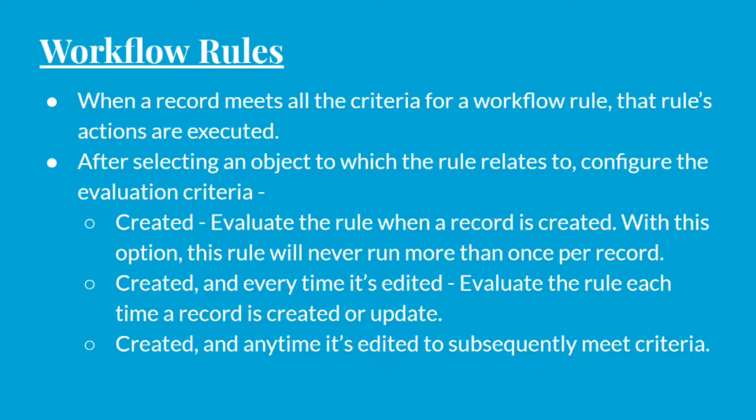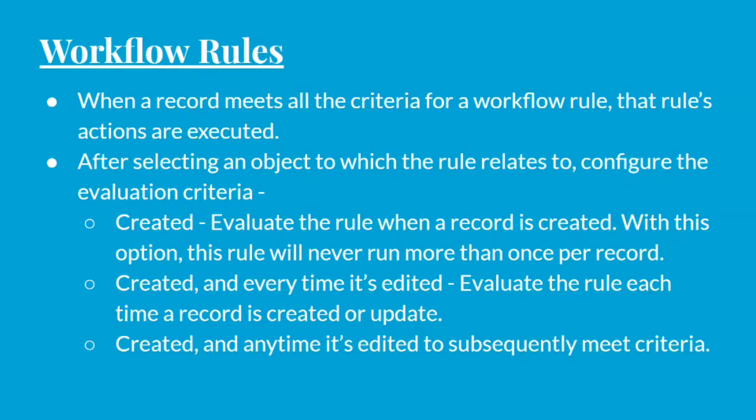When a record meets all the criteria for a workflow rule, that rule's actions are executed. Obviously, only when you meet all the criteria which you have defined under the workflow rule, the actions you have defined get executed. So if the opportunity is not greater than 50,000, the email will not be sent, because that particular record is not meeting the criteria, so the action will not be executed. Once your record meets the criteria of opportunity amount greater than 50,000, then the rule's action, that is sending an email, will be executed.